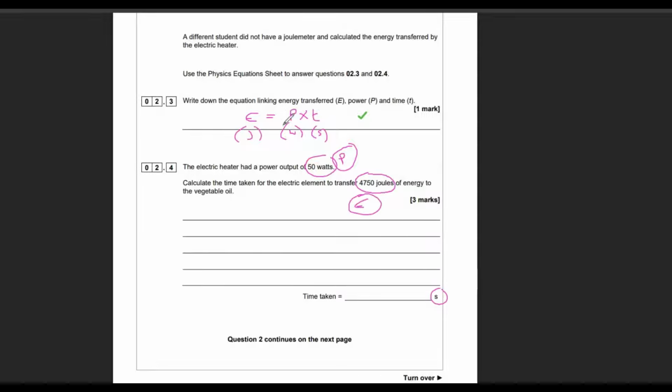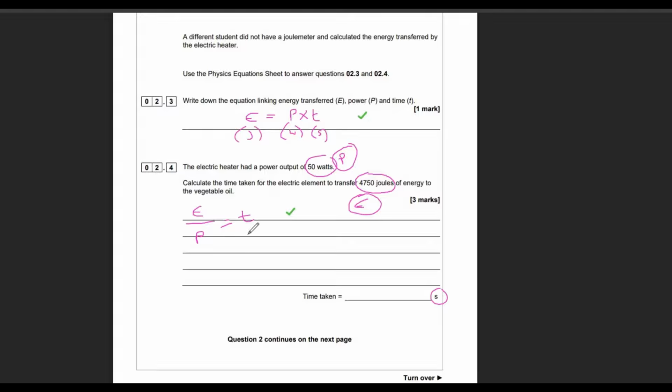And I know from this, I've got to rearrange it. So how am I going to isolate T, time on its own? I'm going to divide both sides by P, and I'm going to get E over P equals T. So you're going to get 1 mark for that. Isn't that beautiful? 4 marks, this. And then we just smash the numbers in.